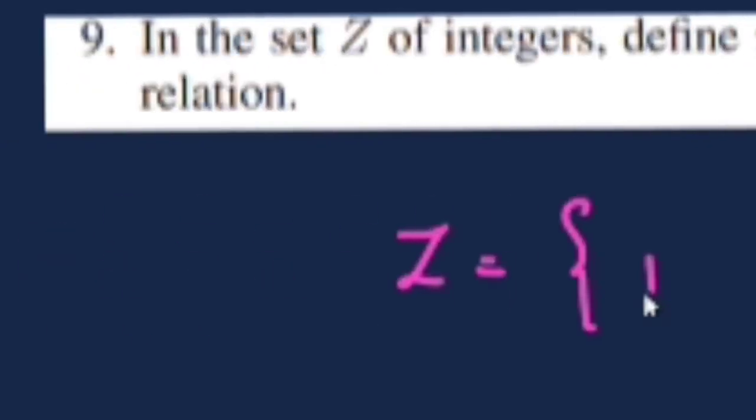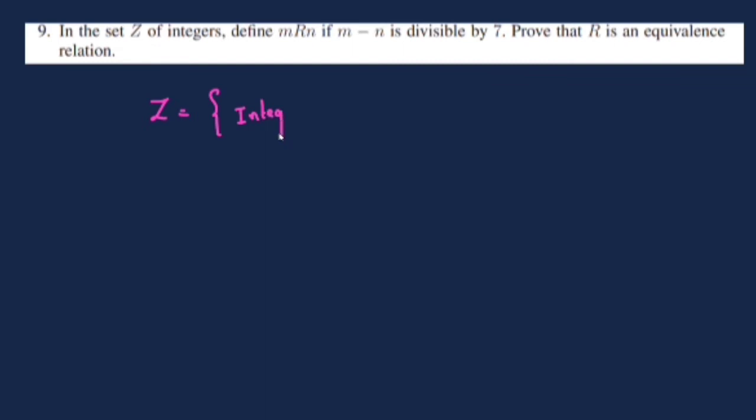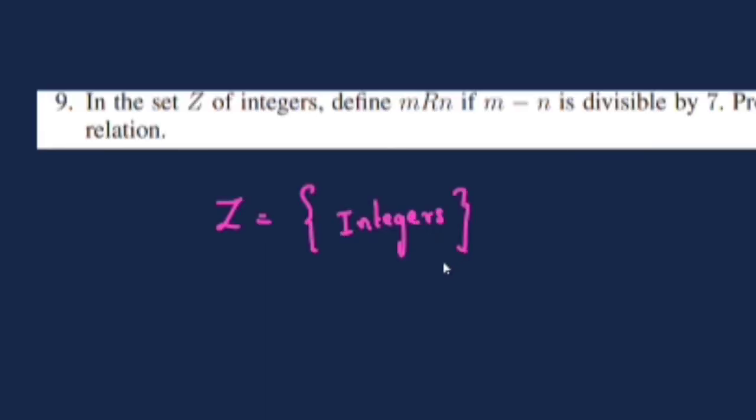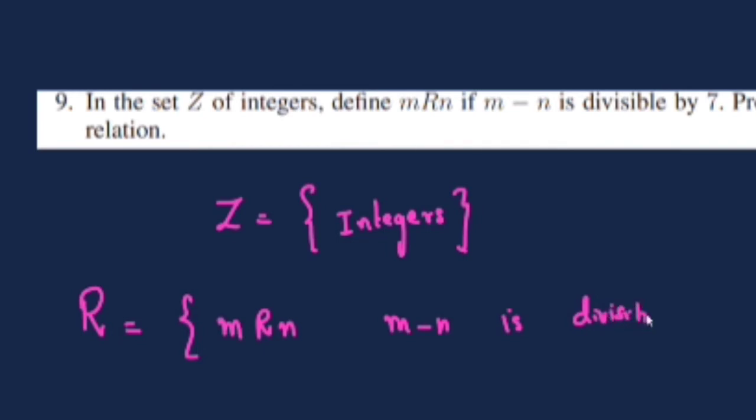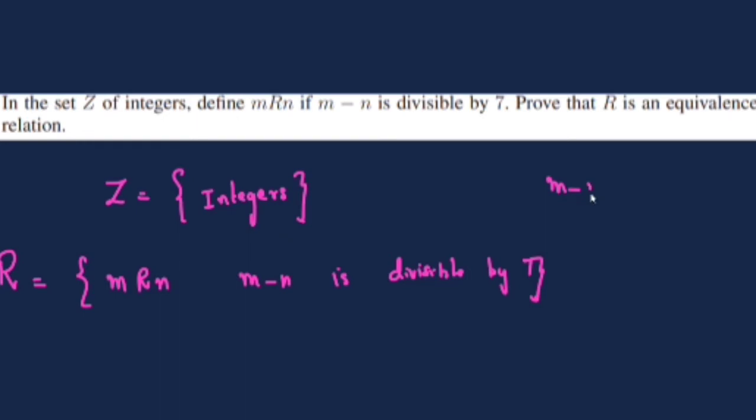Now the last one, in the set of integers. We are taking from the integers, you know, positive numbers, negative numbers, 0 also. What is the relation defined here? The relation is m is related to n if m minus n is divisible by 7. So m minus n is a multiple of 7. So we can have 0.